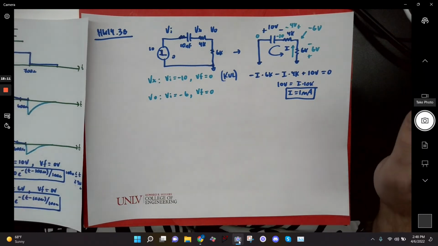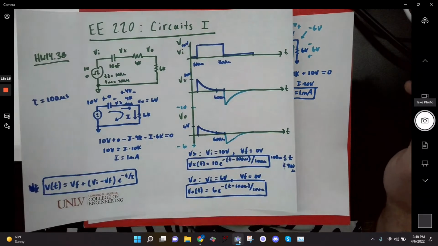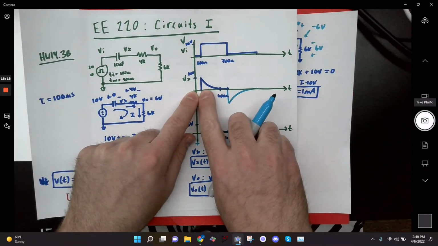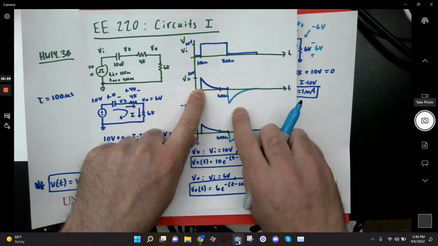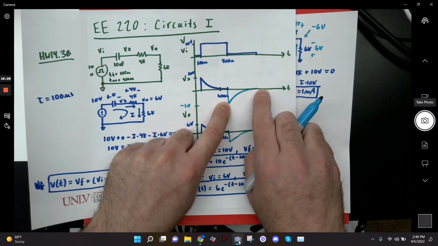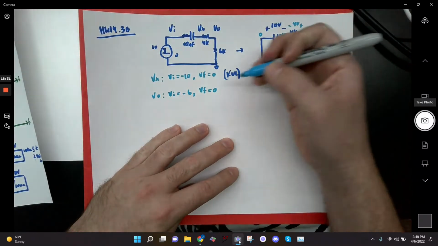Does everybody remember piecewise equations from algebra? Basically, that's what we're looking at here. We've got 3 segments. We've got a segment where nothing happens. We've got a segment where this node is basically discharging from 10 to 0. And then we've got a segment where it's charging from negative 10 to 0. Okay? So let me write the equations for Vx and Vout here.